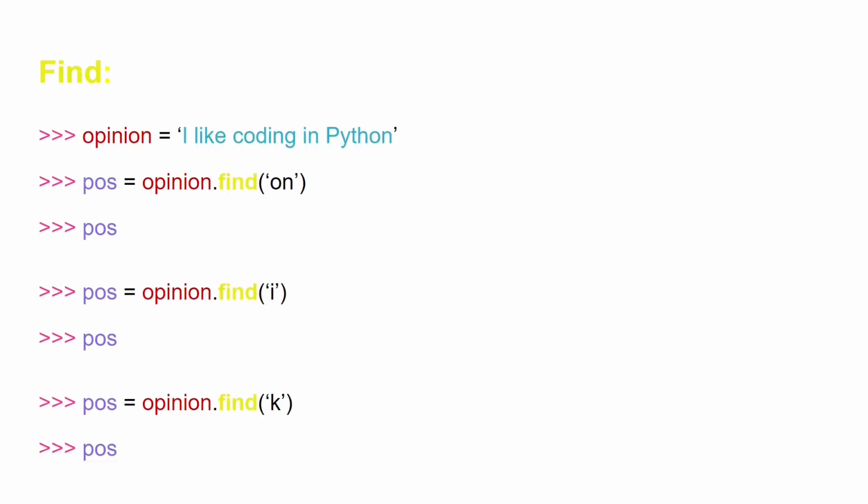Okay, so since it will only print out the index of the first match in the string, we can try out the letter K from the word like, and hopefully it should work since there's only one K inside the whole string.